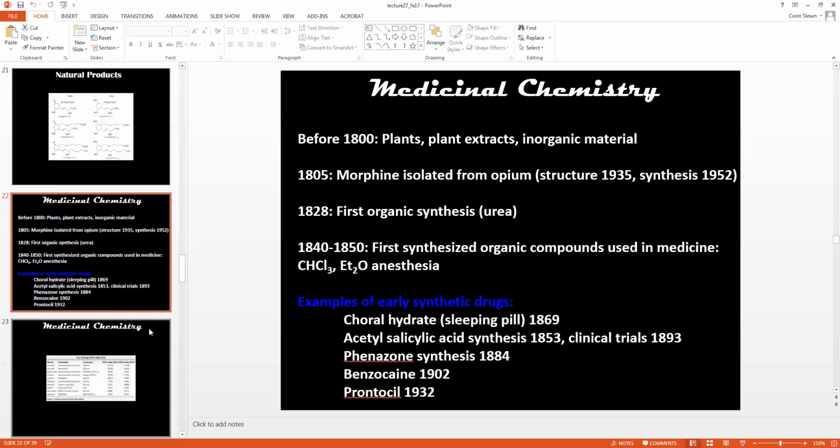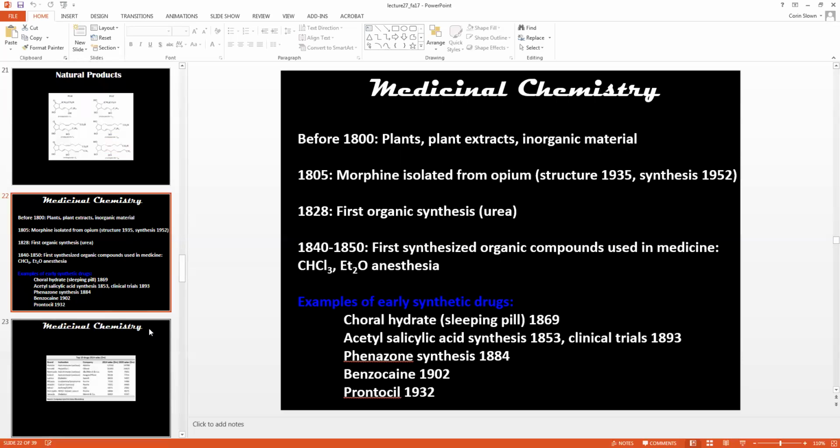So here's the point. When we think about medicinal chemistry, before the 1800s there was a variety of use of plants, plant extracts, and inorganic material for medicinal purposes. Around 1805, morphine was isolated from opium. Its structure was determined in 1935 and its synthesis in 1952. In 1828 was the first organic synthesis, that of urea. Then in the 1840s to 1850s came the first synthesis of organic compounds used in medicine, such as chloroform or ether for the purposes of anesthesia.